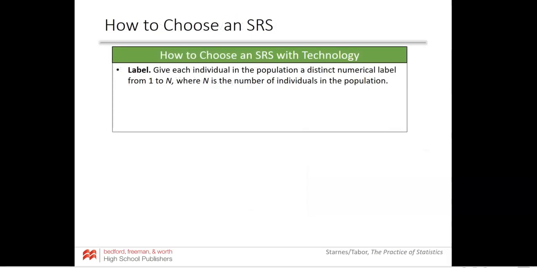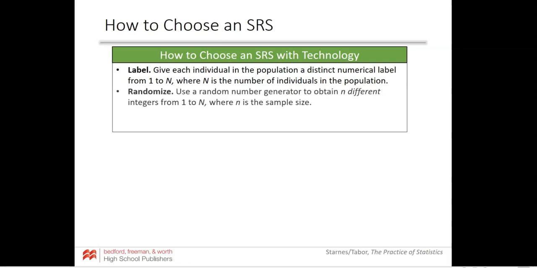Well, how do you do that? It would be nice if you had a list of every student or every person in the population, and maybe give them a number or a variable. Then you're going to randomize that. You're going to choose a bunch of random numbers. You can use our calculator, or we can use a random number table generator to do that. And then we're going to select the individuals based on the random pattern of numbers that we chose.